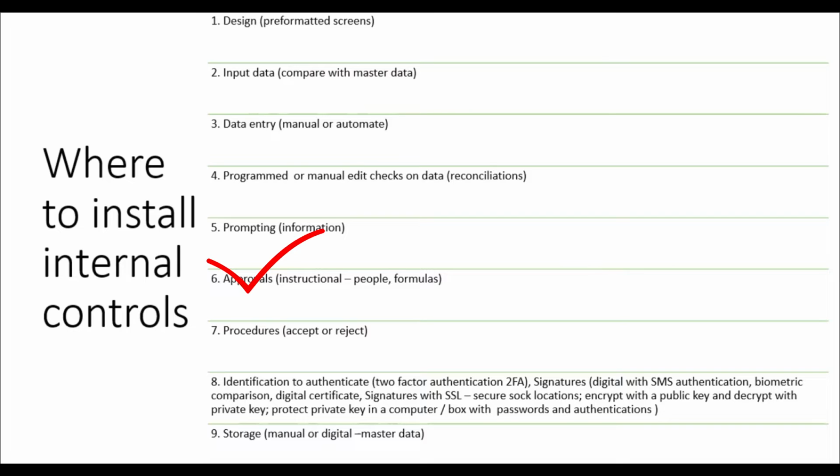Approvers could be instructional by people or by formulas that are embedded in the technology, in the technological systems, like credit checks. Procedures to accept or reject data.